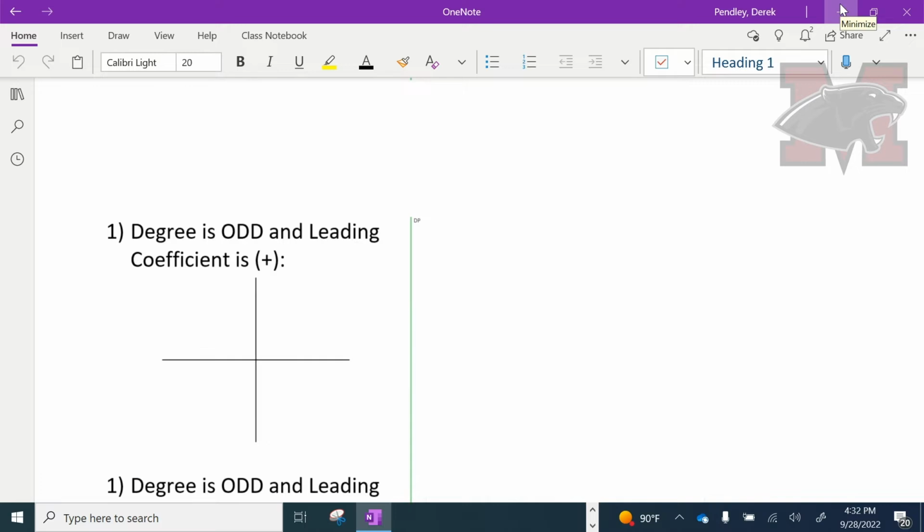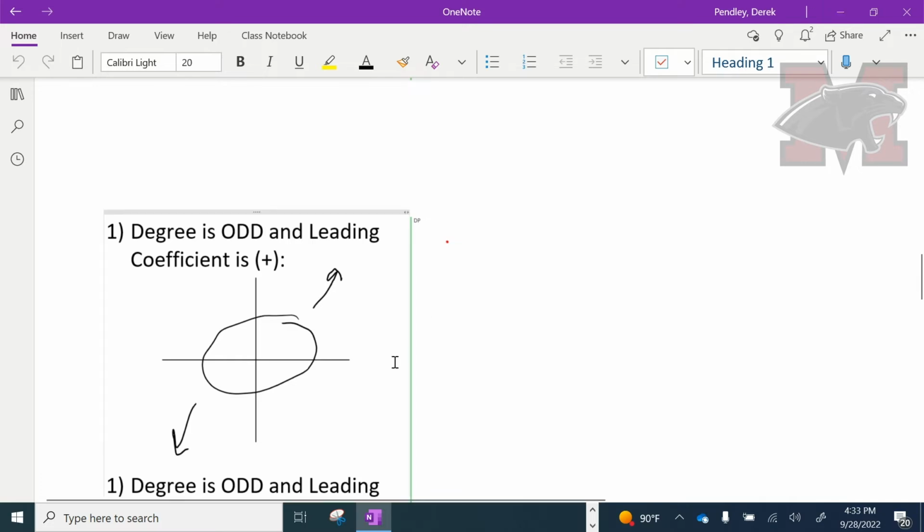So when the degree is odd, I have an odd number of negatives. Then on the left side, I'm going to go down. And on the right side, I'm going to go up. Whether it's a line or x cubed or x to the fifth or x to the seventh, the ending of the graphs are going to look like this. So this is just the ending part. What happens here in the middle can change, but the ending part is going to shoot off to negative infinity on the left side and positive infinity on the right side. That will always happen.